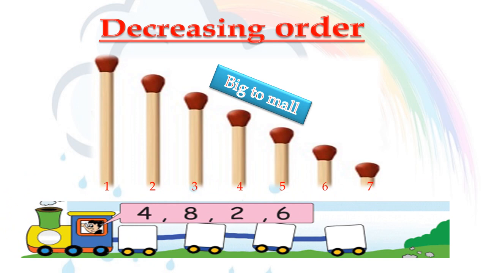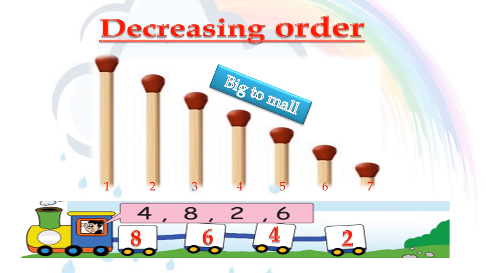Say we have 4 numbers, 4, 8, 2 and 6. We want to arrange these numbers in decreasing order. How can we arrange this one? First of all, we want to write the big number in the first box. Which is the biggest number from these numbers? Number 8 is the biggest number. Then the second biggest number is 6. Then the third biggest number is 4. Then last we want to write the small number. No, smallest. That is number 2.